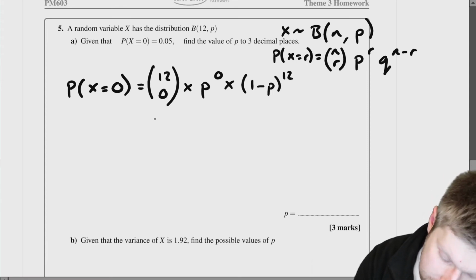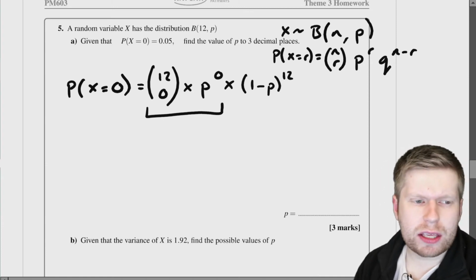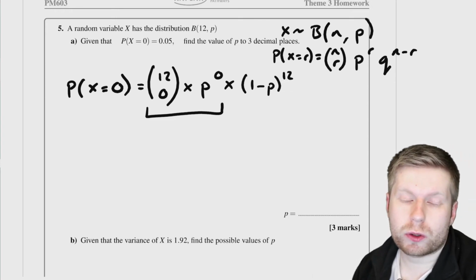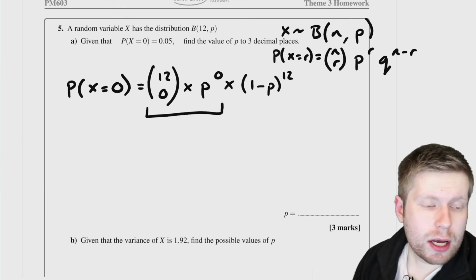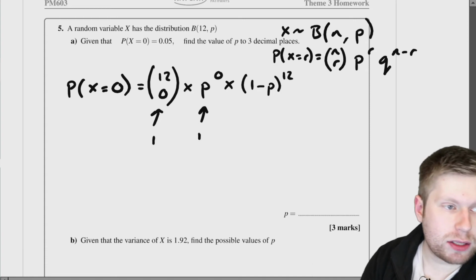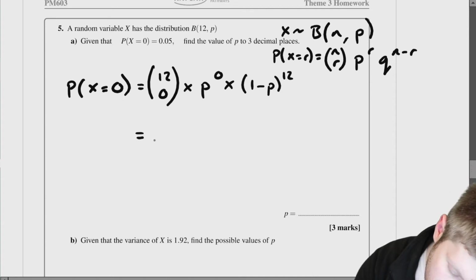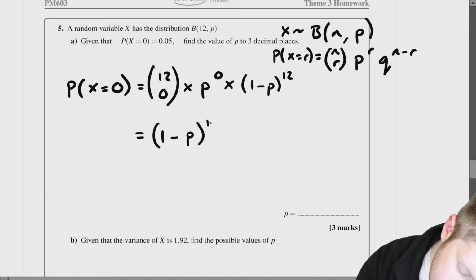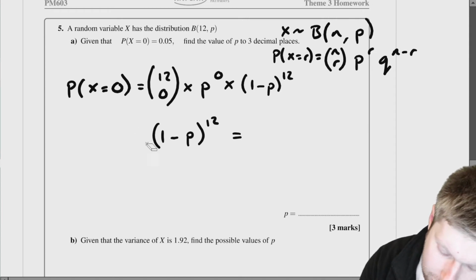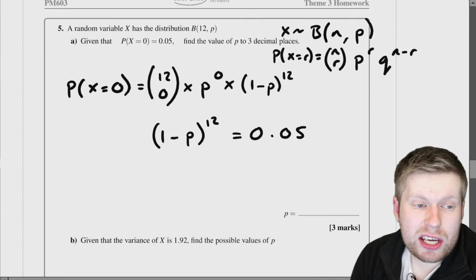So basically, if I solve this, well look, 12 choose 0. How many different ways are there of choosing 0 things from 12 possible objects, or 0 successes from 12 possible trials? That's just 1. So I get 1 times p to the power of 0, well that's 1, so both of those things are 1. So I just need to look at that thing there. When I simplify, this is just equal to 1 minus p, all raised to the power of 12, and I know that is equal to 0.05, that's given in the question. So now I just need to solve this equation and find out what p is.